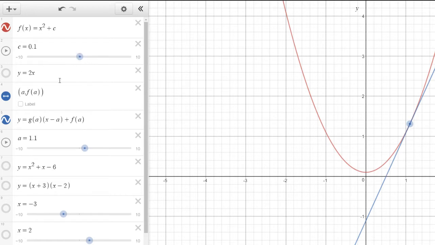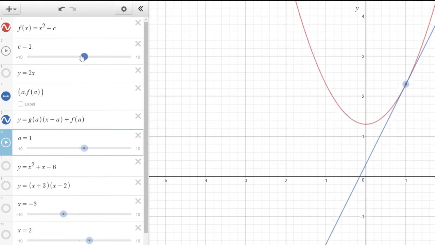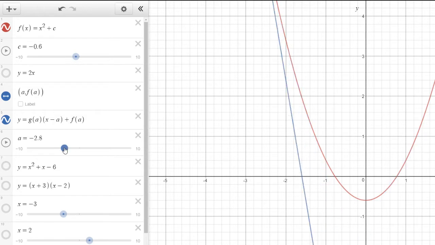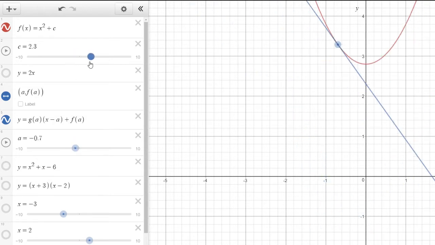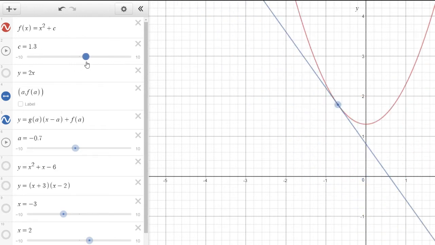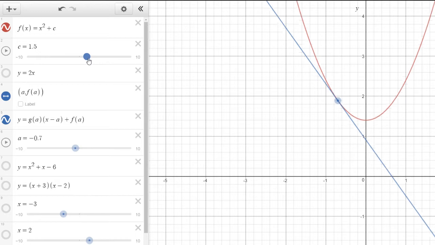So for example, if I shift that, put that to 1, then the gradient of that blue line is 2. But if I shift that up and down, the gradient still remains 2. It doesn't matter where I move that round about. Whenever I shift this line up and down, the gradient always remains the same. So that means that there's not just one solution to this problem, there's actually a whole family of solutions.